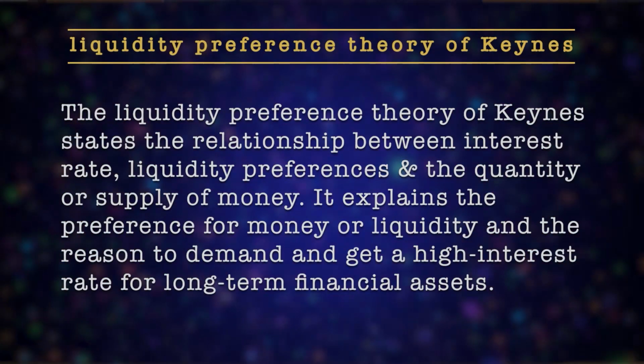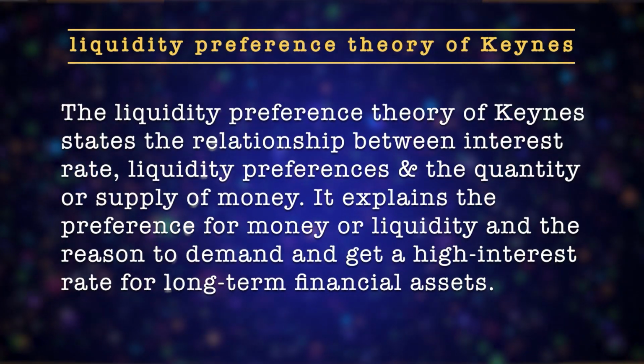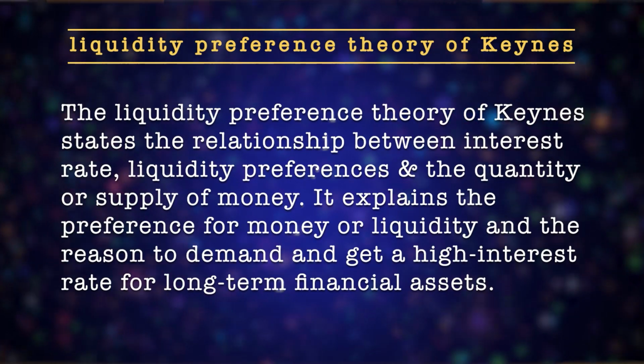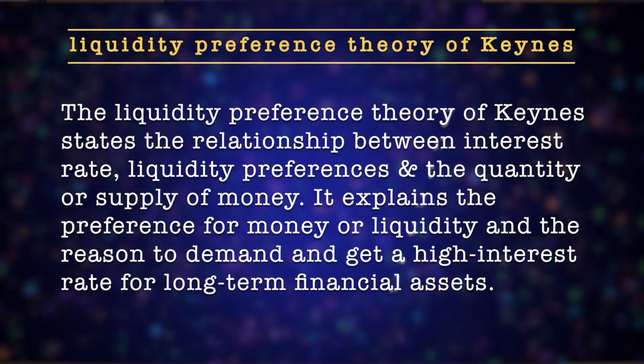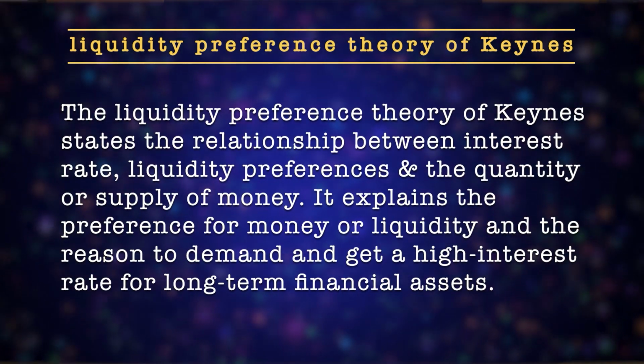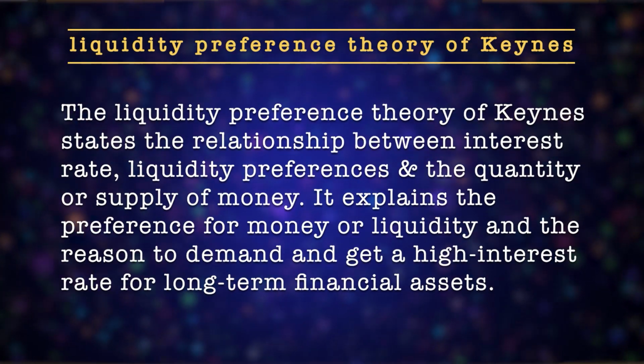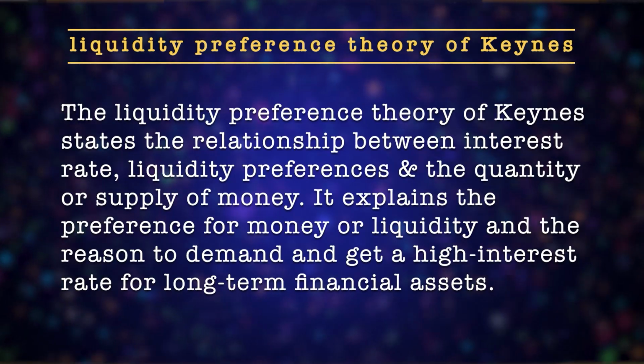Keynes, in his liquidity preference theory, states the relationship between the interest rate, liquidity preferences, and the supply of money. He explains the preference for money or liquidity and the reason to demand a high interest rate for long-term financial assets. This theory explains people's motive to prefer holding cash rather than investing in interest-bearing securities.